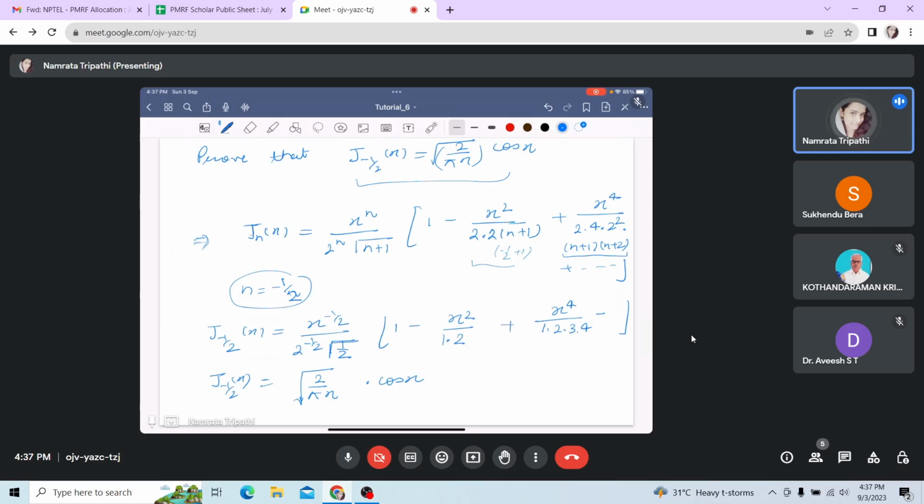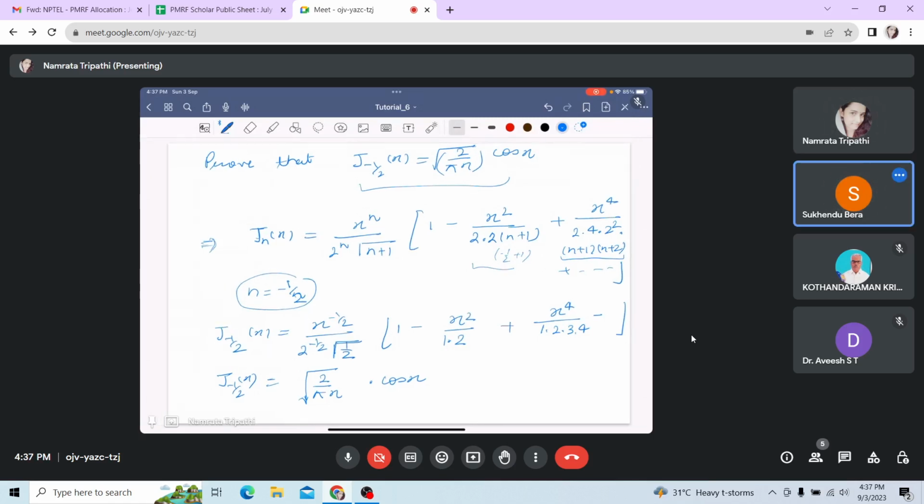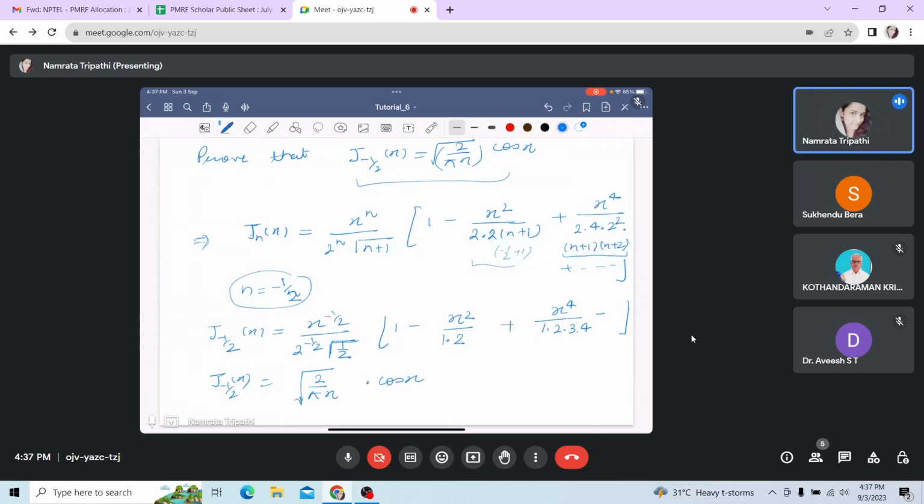So this is the expression of Zn of x. Have you learned about the Bessel's function? Yes, ma'am. But in summation notation. Yes, you will expand the summation, you will get the same expression. Okay. Yes.